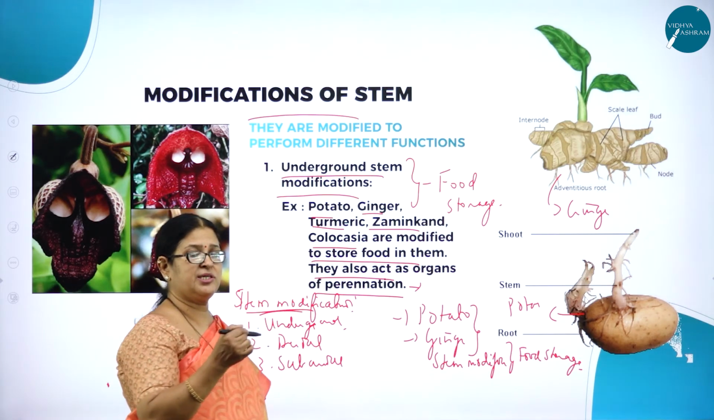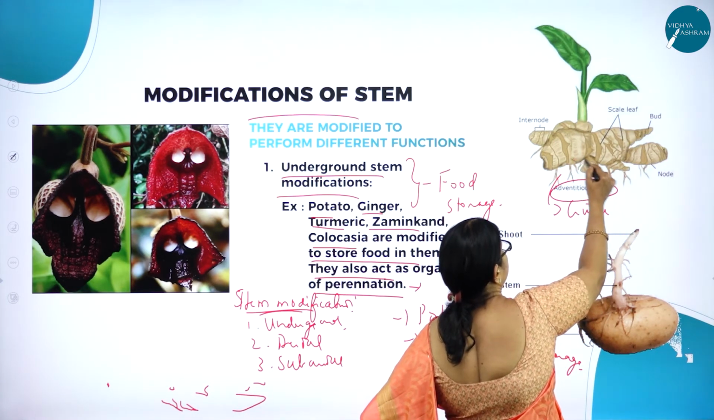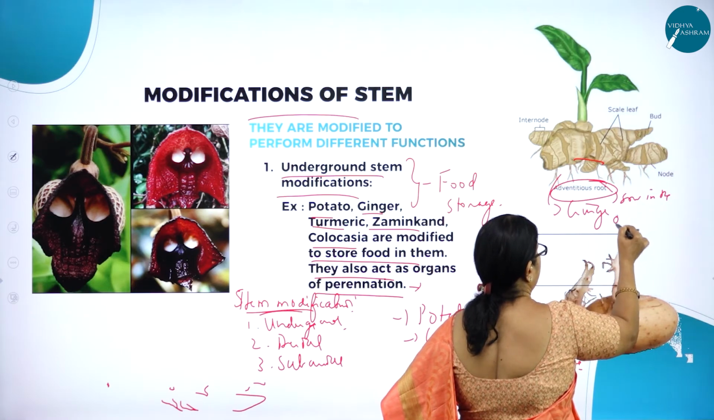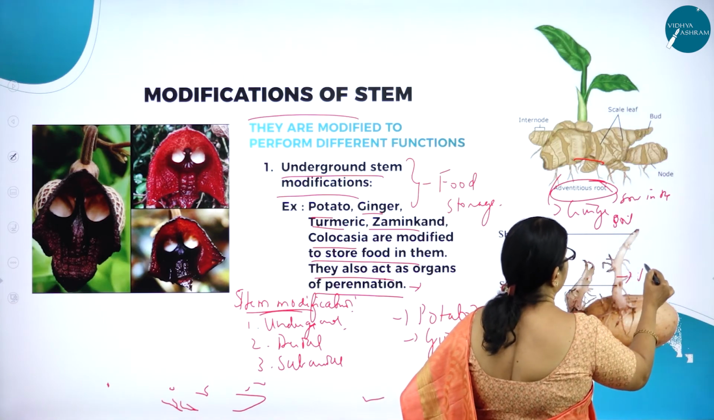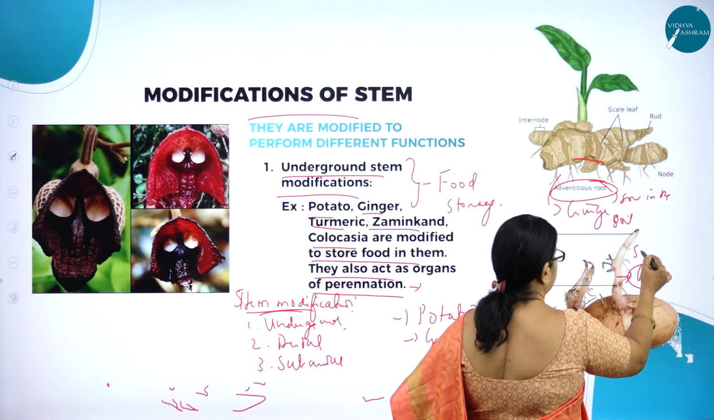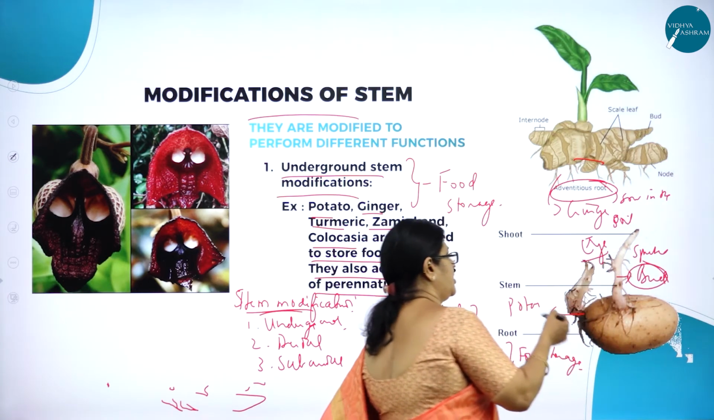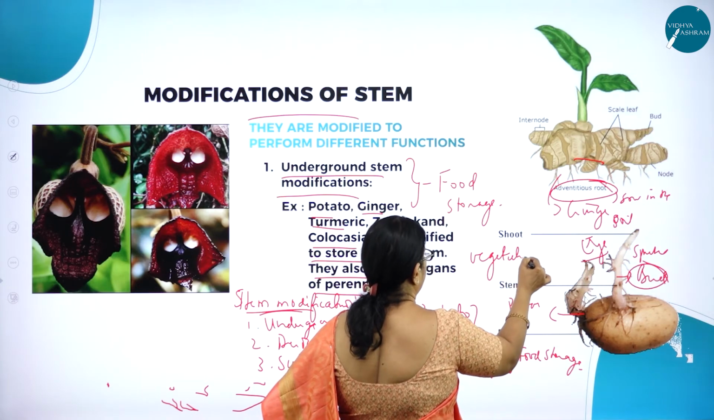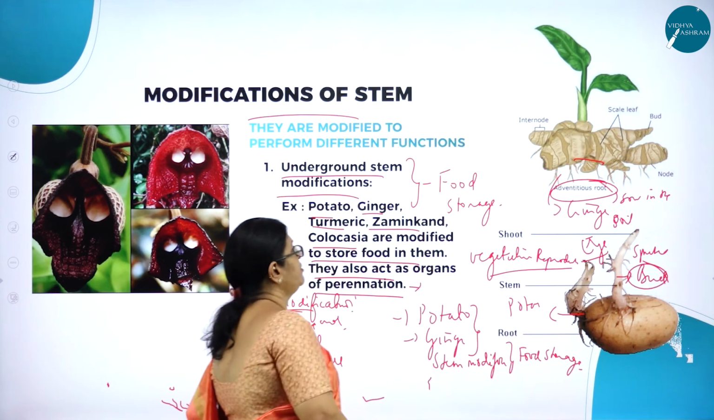Like if you cut the ginger where the roots are, here you can see the adventitious roots. You cut this piece and sow it in the soil, and we get a new ginger plant. Here you can see the bud. Bud is sprouted. And this you call it as eye. So even this is used for vegetative reproduction.